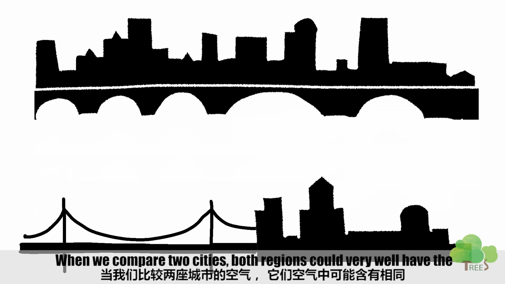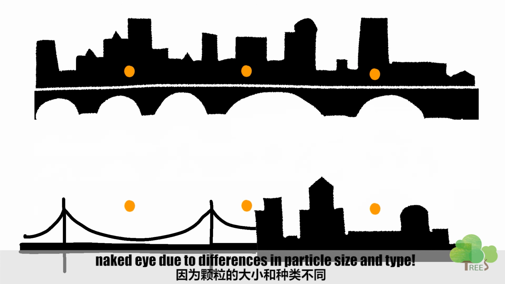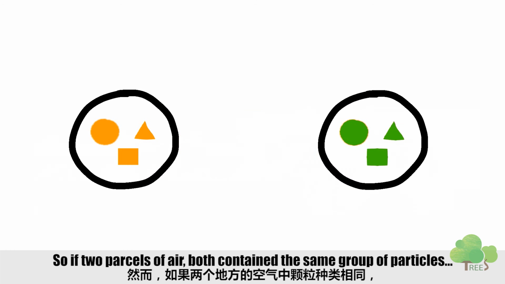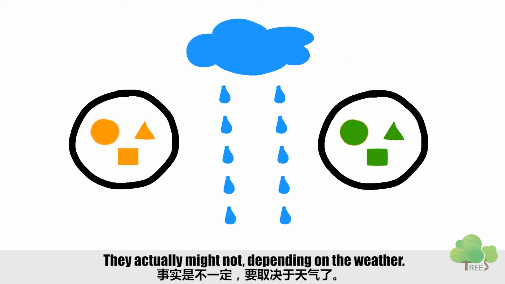When we compare two cities, both regions could very well have the same number of particles, but look quite different to the naked eye due to differences in particle size and type. So, if two parcels of air both contain the same groups of particles, would they look the same? They actually might not, depending on the weather.